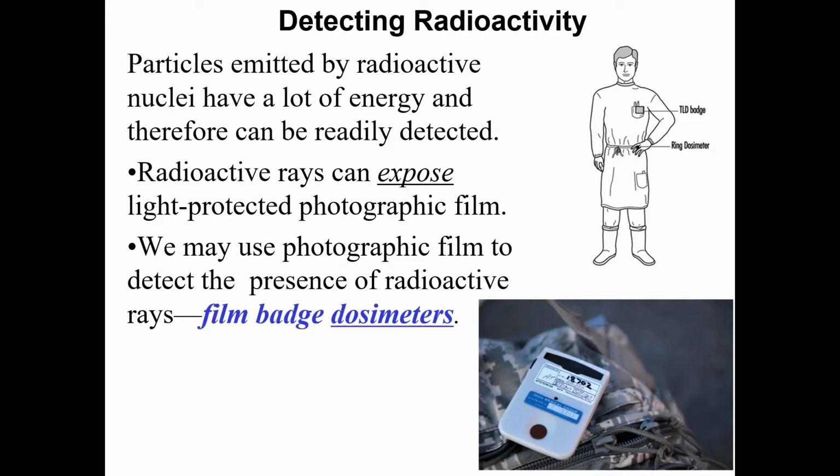And this is why people who work in industries where they're exposed to considerable amounts of radioactivity, besides the protective clothing that they wear, also carry with them these so-called film badge dosimeters. Sometimes they wear them as a badge, sometimes as a ring, and periodically the badges and the rings are checked to see how much radiation the worker has been exposed to and make sure that there is no danger.